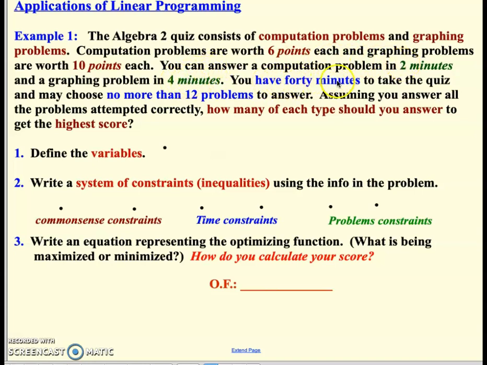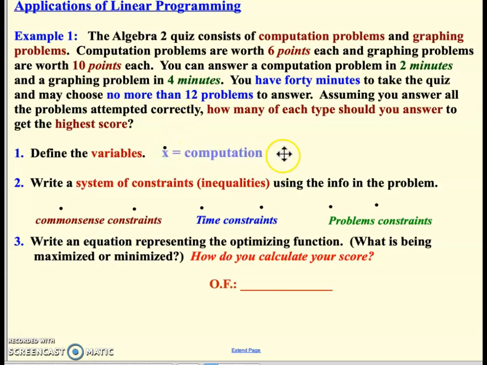You have 40 minutes to take the quiz. You will choose no more than 12 problems. Well, 40 minutes is a restriction. That's a limitation. No more than 12 problems, that's a restriction, a constraint. So when you're limited by something, that's a constraint. What we need to do is get all this pieced together with inequalities that would make sense.